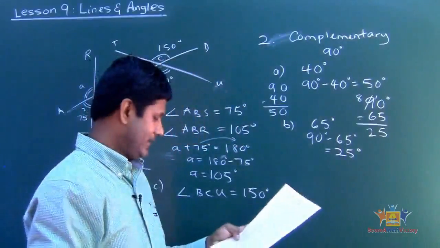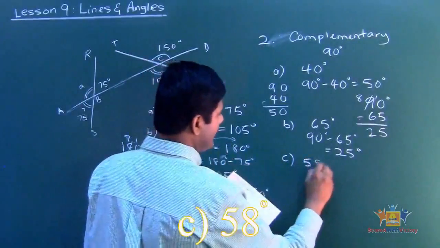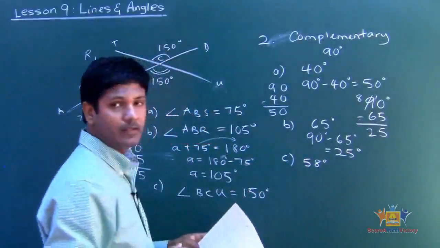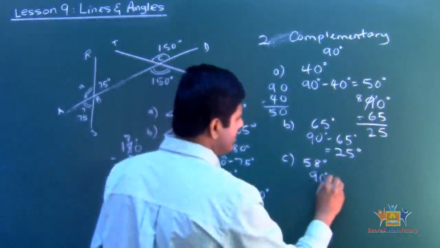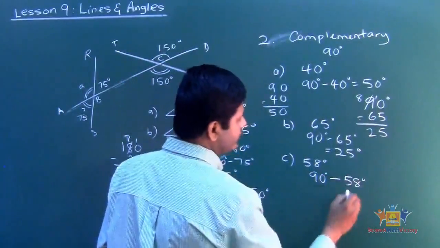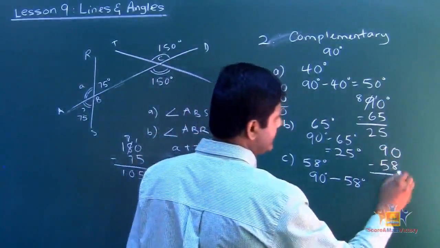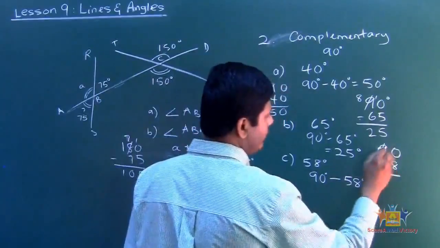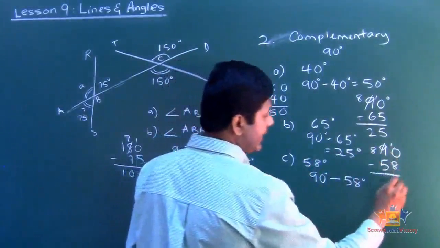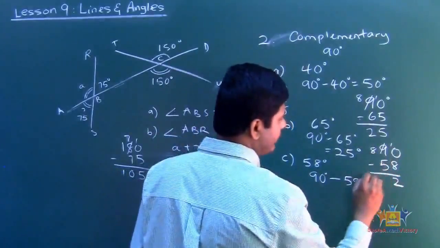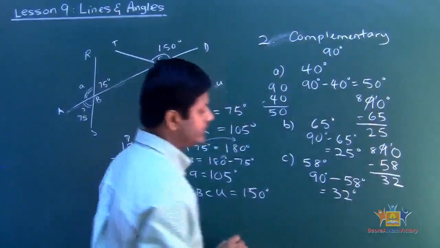Let's look at problem C. 58 degrees. Same thing. We're dealing with complementary, so it's 90 degrees minus 58 degrees. Line it up: 0 minus 8, you cannot borrow from 9. 9 becomes 8, 0 becomes 10. 10 minus 8 is 2. 8 minus 5 is 3. So that gives you 32 degrees.